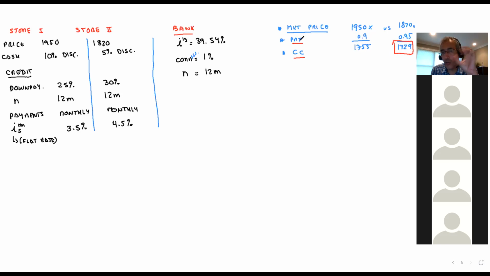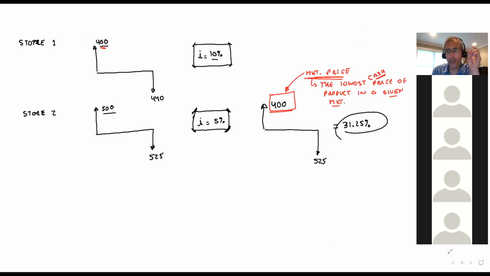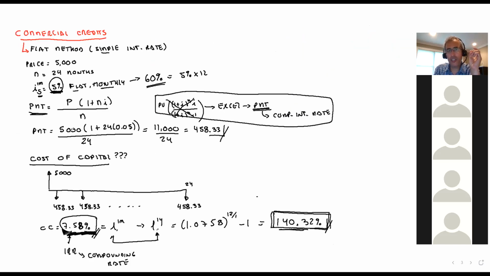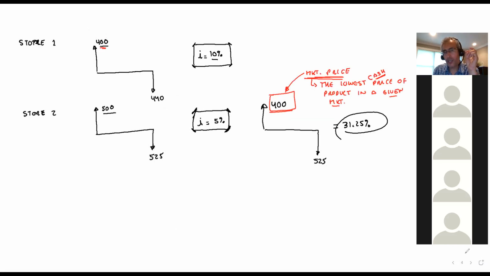For the payment, no, for the payment, you use the data that comes from the market, from the stores. How do you compute the payments? Just go back to the example we did here. This is the way you compute the payment. Agree? The market price, 1,729, is used to compute the cost of capital.